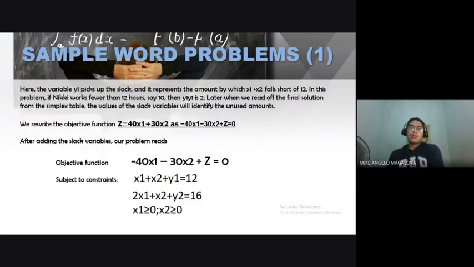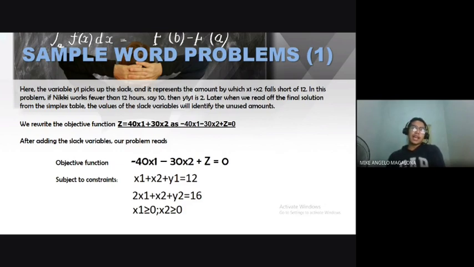Here, the variable y sub 1 picks up the slack, and it represents the amount by which x sub 1 plus x sub 2 falls short of 12. In this problem, if Nikki works fewer than 12 hours, say 10 for example, then y sub 1 is 2. Later, when we read off the final solution from the simplex table, the values of the slack variables will identify the unused amounts. Next, we write the objective function.